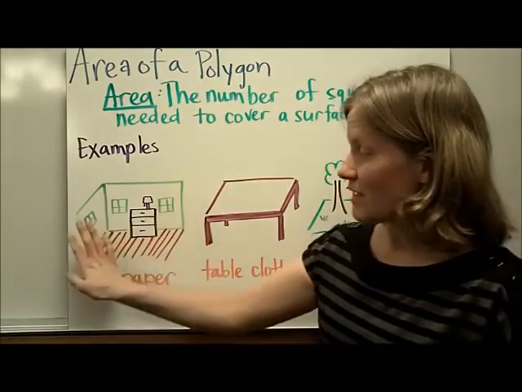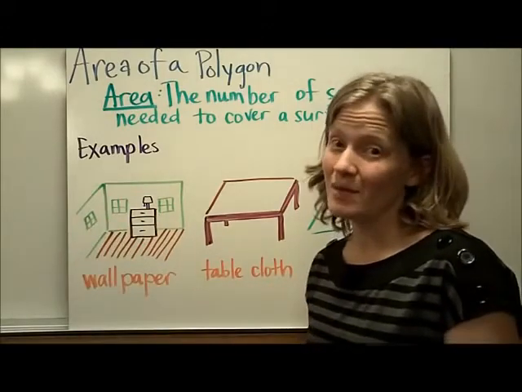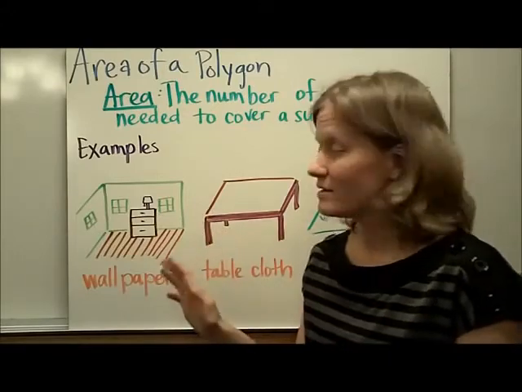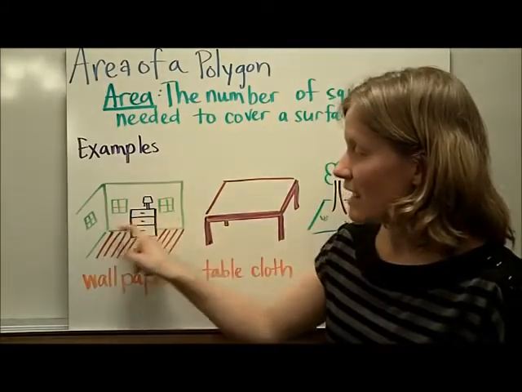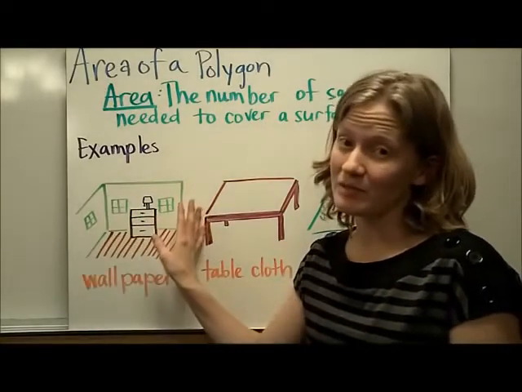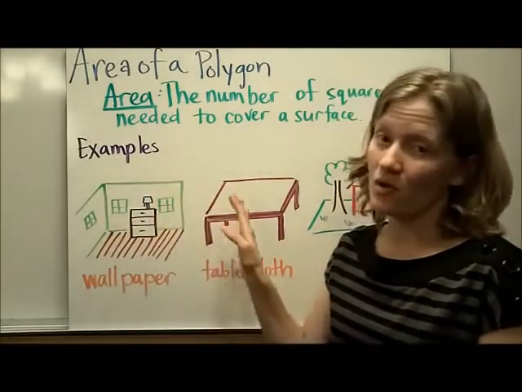For example, if you had some really hideous lime green paint in your bedroom and you wanted to cover it with a wallpaper that you liked a lot better, you would want to find the area of your wall so that you would know how many square feet of wallpaper to buy to cover the wall.